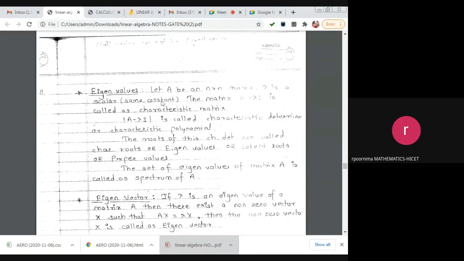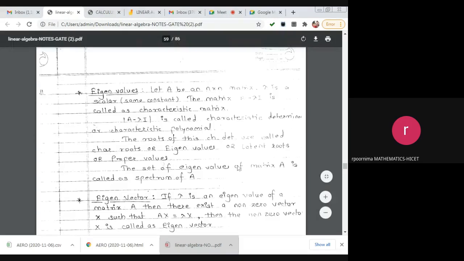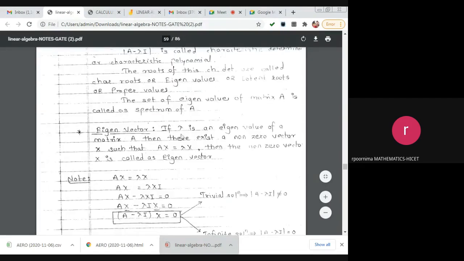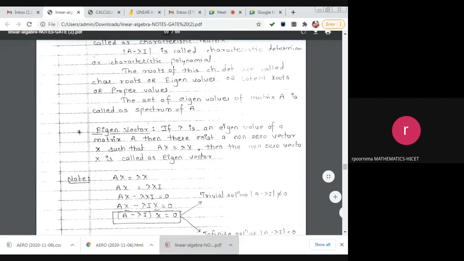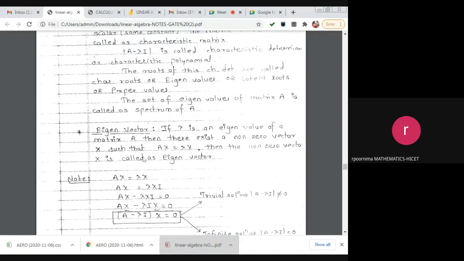Next, eigenvalues. So let A be an n by n matrix. Lambda is a scalar, some constant. The matrix A minus lambda I is called a characteristic matrix, and the determinant of A minus lambda I is called a characteristic determinant or characteristic polynomial. Okay. So the roots of this characteristic determinant are called characteristic roots or eigenvalues, or latent roots or proper values. Then eigenvector: if lambda is an eigenvalue of a matrix A, then there exists a non-zero vector x such that Ax equals lambda x. Then the non-zero vector x is called an eigenvector.